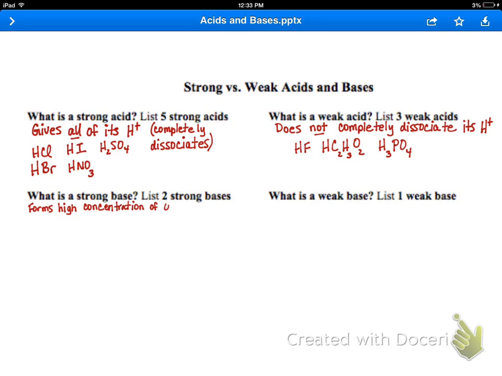So a strong base forms high concentrations of hydroxide. So the hydroxide bases are all strong bases. Sodium hydroxide, magnesium hydroxide, any hydroxide base, lithium hydroxide, potassium hydroxide. I did not list them all here. But all of the hydroxide bases are strong. And the weak base that you have to know is ammonia. It does not form a lot of hydroxides, not as many, so it is weaker. And these you have to memorize.